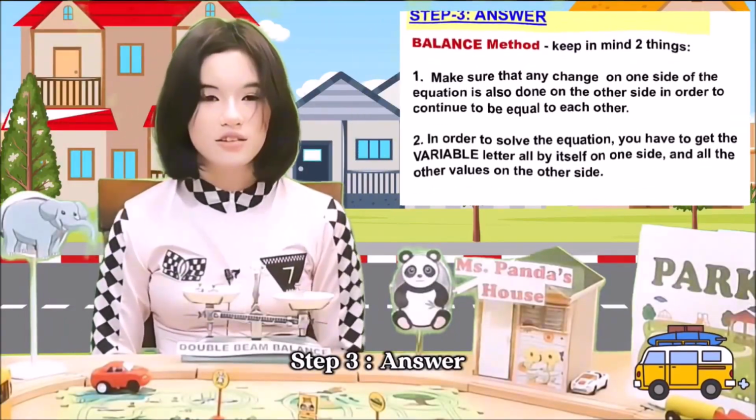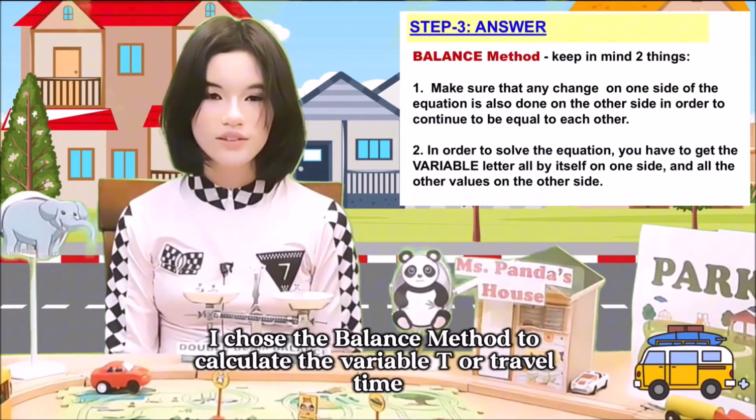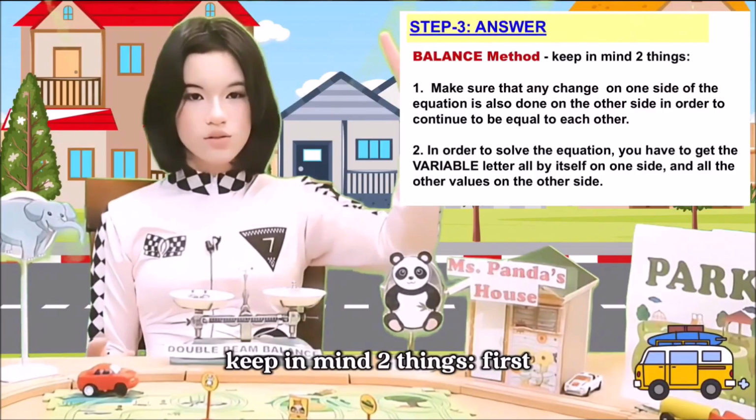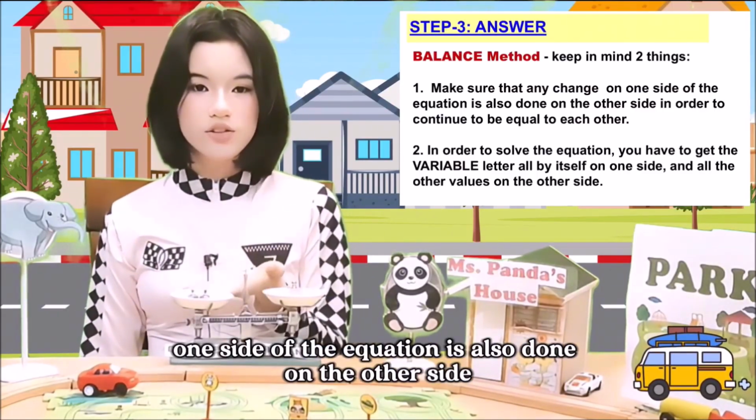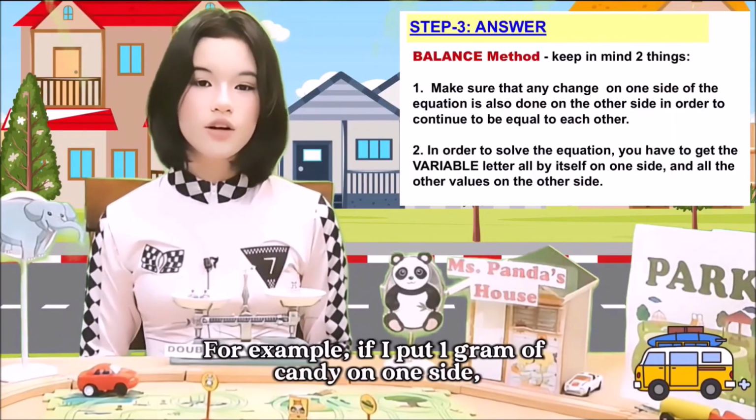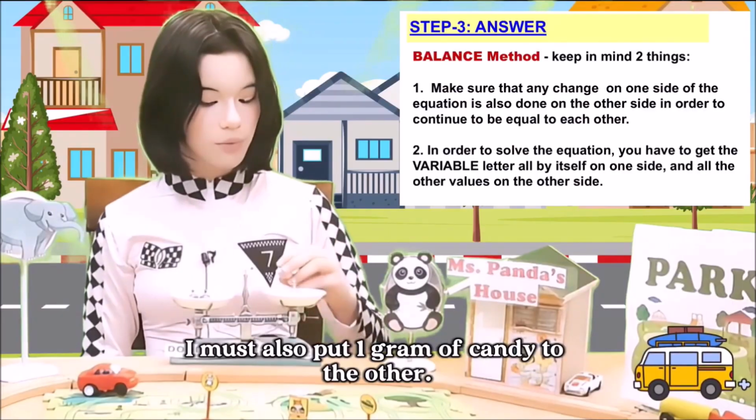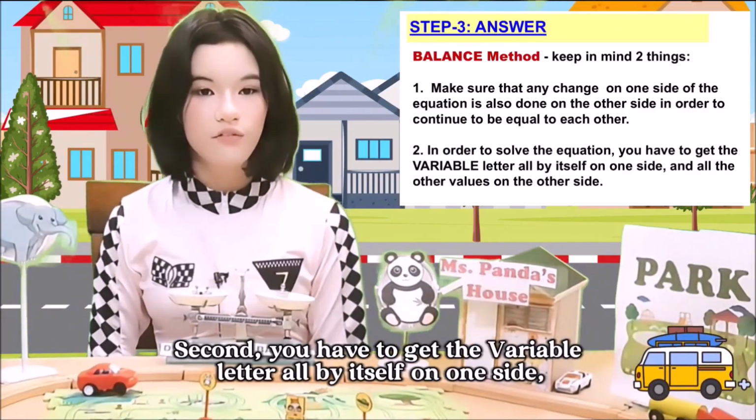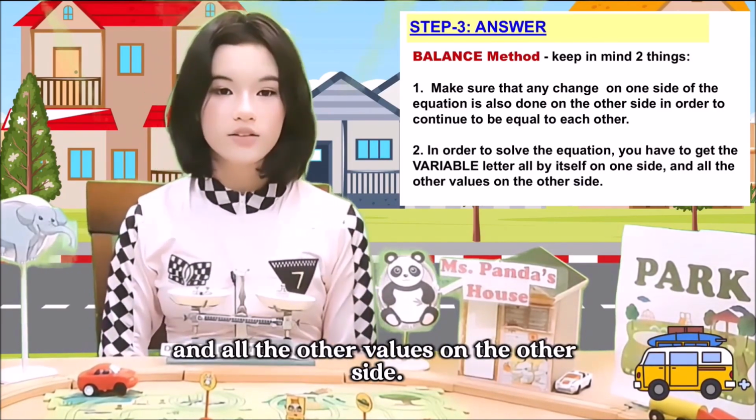Step 3. Answer. For this step, I chose the balance method to calculate the variable t or travel time. To solve the equation under the balance method, keep in mind two things. First, make sure that any change on one side of the equation is also done on the other side in order to keep the balance. For example, if I put 1 gram of candy on one side, I must also put 1 gram of candy to the other. Second, you have to get the variable letter all by itself on one side and all the other values on the other side.